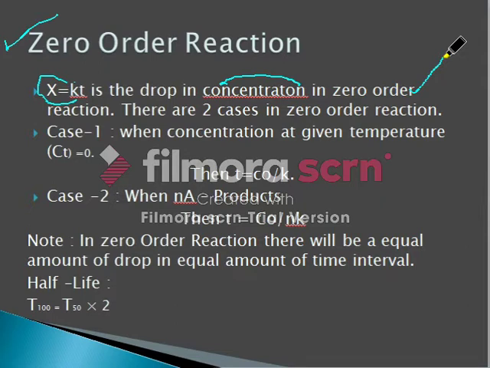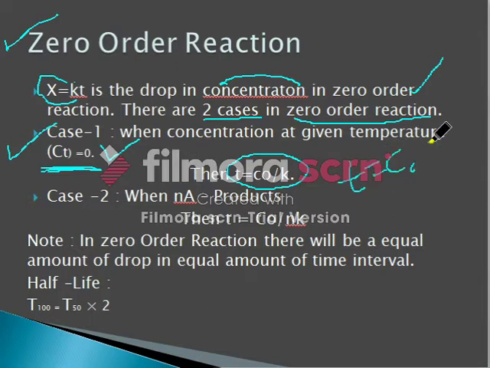There are two cases in a zero order reaction. The first case is when the concentration at time t, Ct, equals 0. Then case one is possible. At that time, t equals C naught by k.